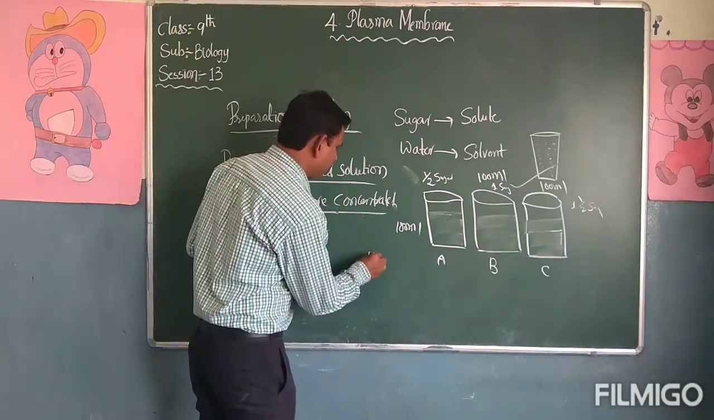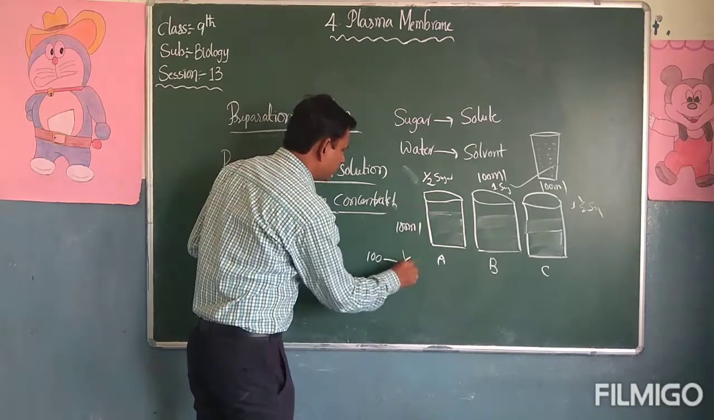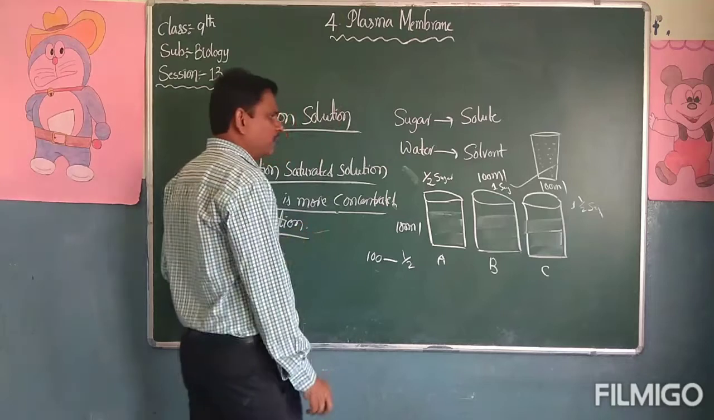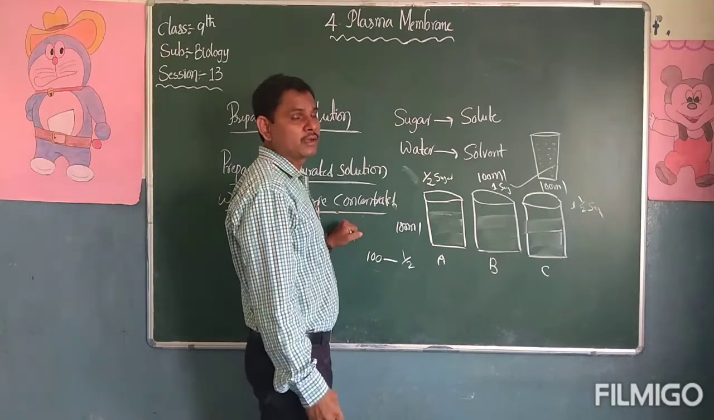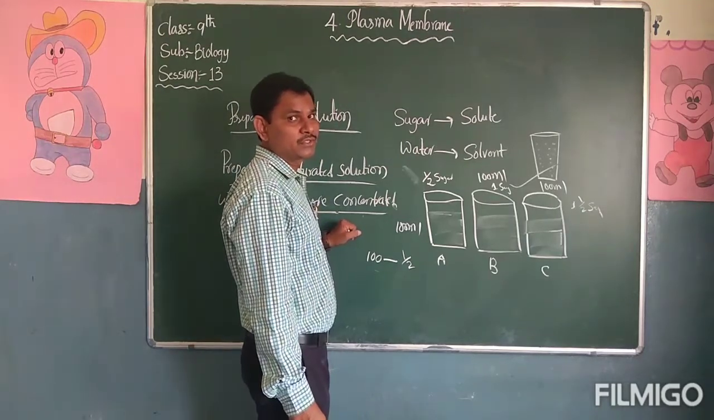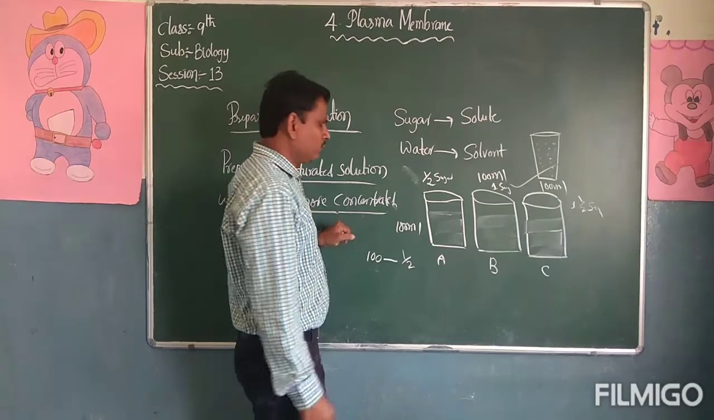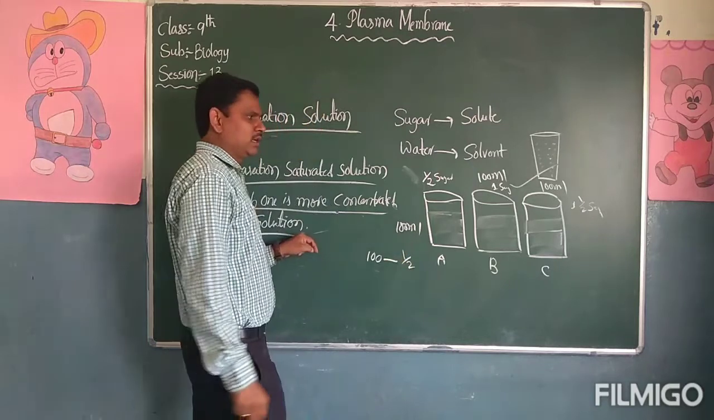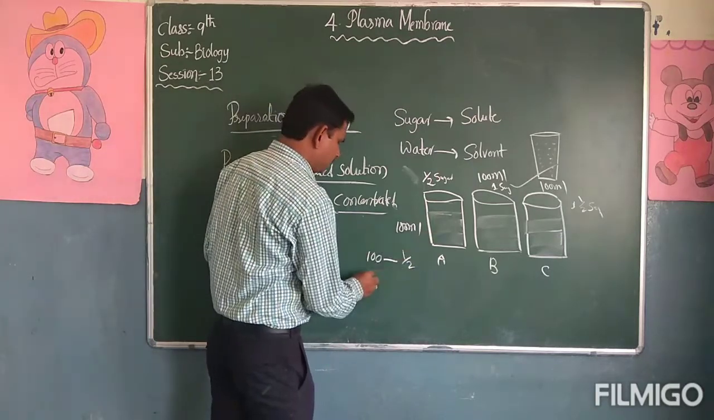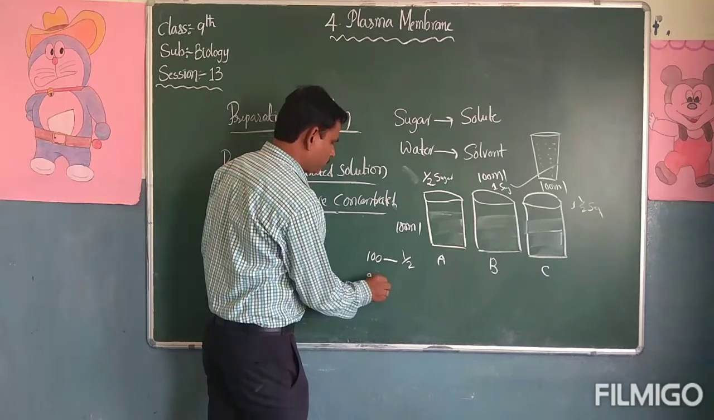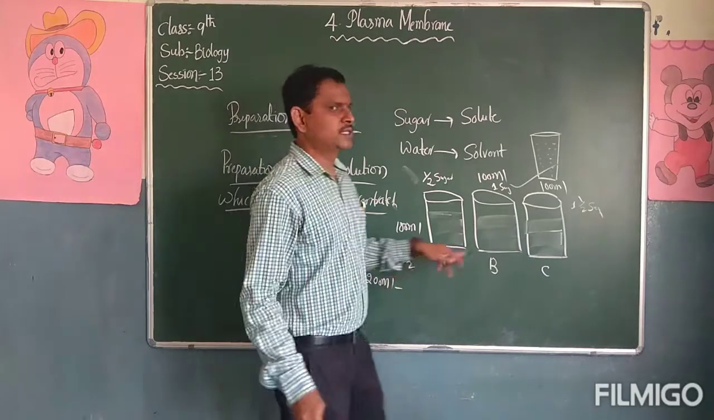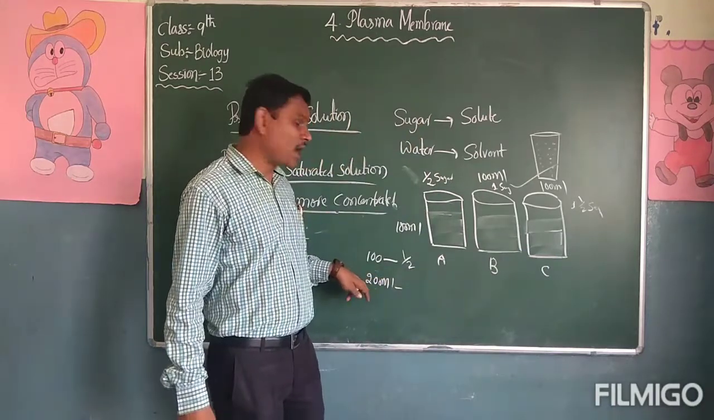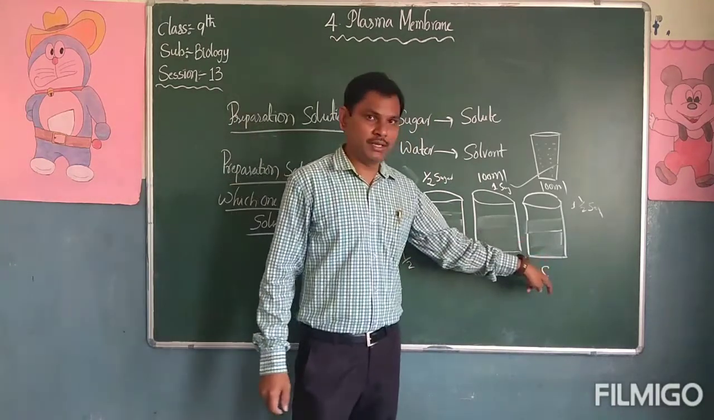In A beaker, 100 ml of water has half a teaspoon of sugar. But in C beaker, how much sugar is there for 100 ml of water? 1.5 spoons. For 100 ml of water, half a teaspoon of sugar, we have to add 200 ml of water again into C beaker.